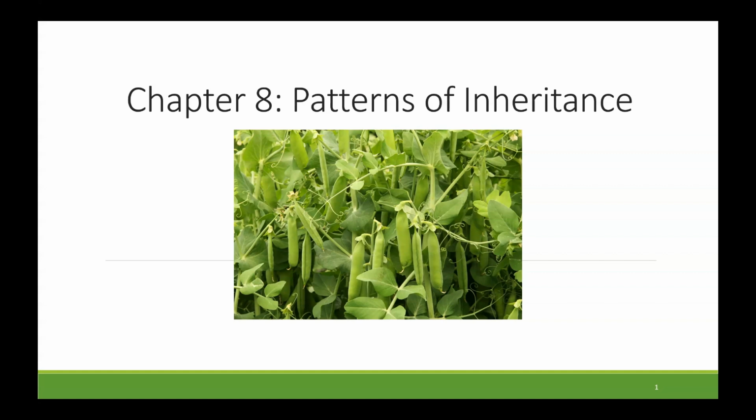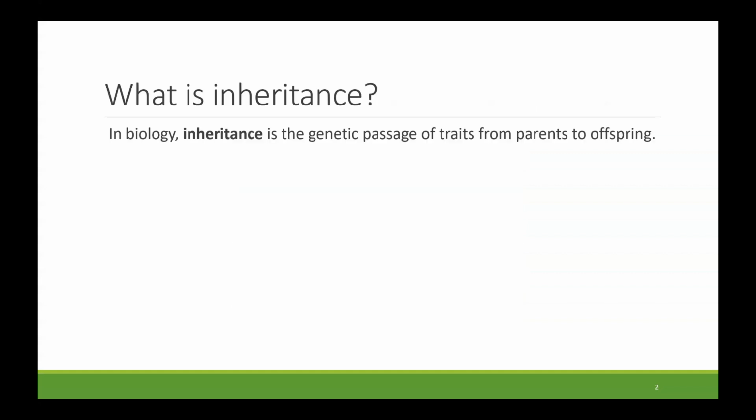But first, let's define what we're talking about when we say patterns of inheritance, the title of this chapter. Inheritance is the genetic passage of traits from parents to offspring. The DNA in our cells is what brings about many of our characteristics.